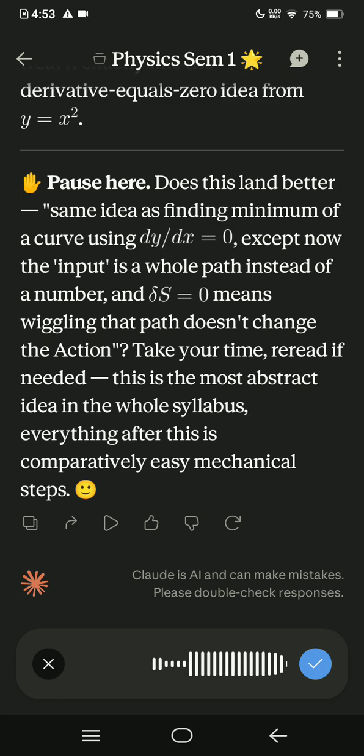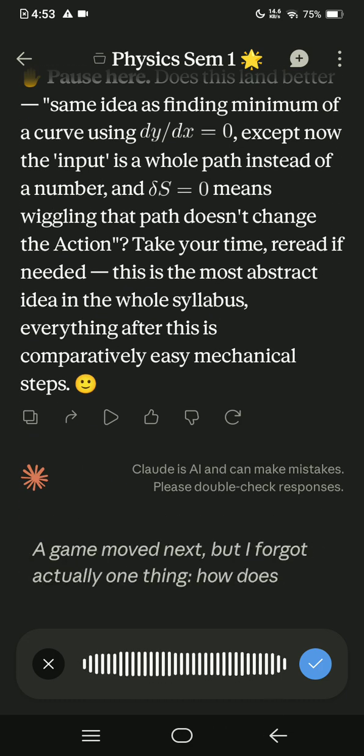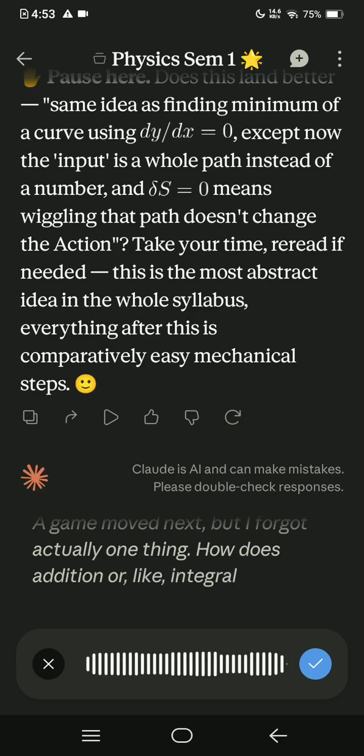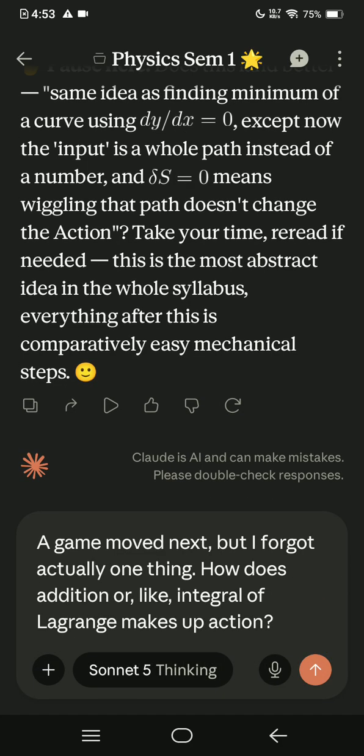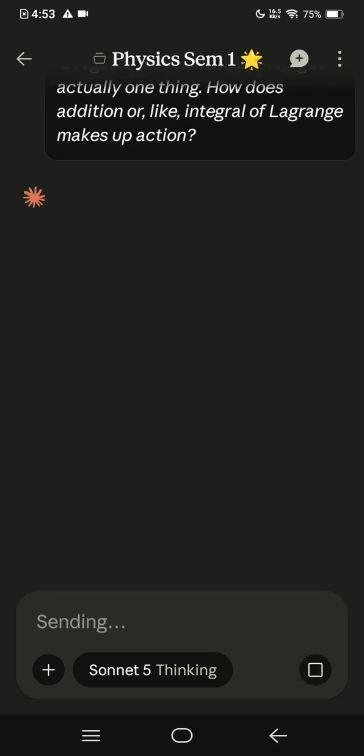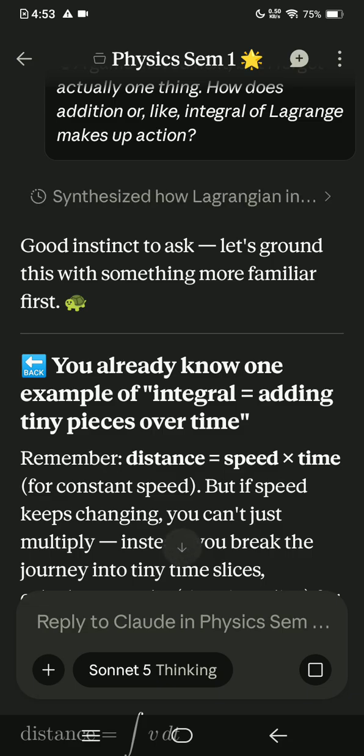Okay, move on next, but I forgot actually one thing. How does the addition, or integral, of the Lagrangian make up action? It's a good instinct to ask. Let's ground this with something more familiar first.